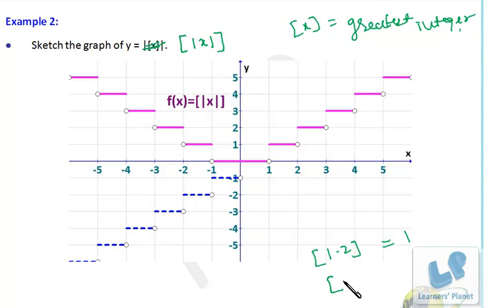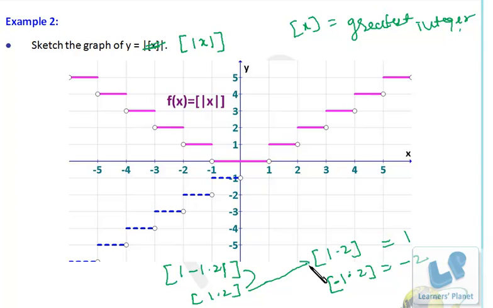Now suppose I take minus 1.2, then what will happen? It will be minus 2, right? Now if I take modulus of the number, this is minus 1.2. What is happening over here? If it comes out of the modulus, this minus 1.2 will be converted to 1.2 only. Now box of 1.2 will be 1 only, right? So whether x is positive or negative, f(x) will be the same, right?